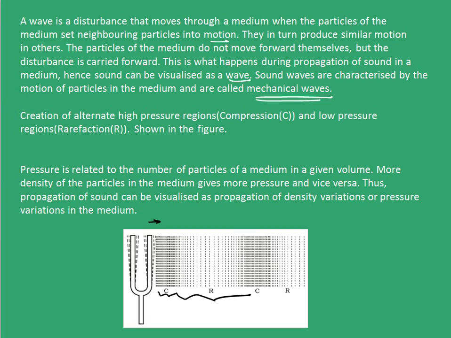Now as soon as the fork goes back to the equilibrium position, this compression region is changed into a rarefaction region, and correspondingly the rarefaction region present here is converted into a compression region, and this alternately carries on till the listener, and hence this is how sound propagates in the medium.